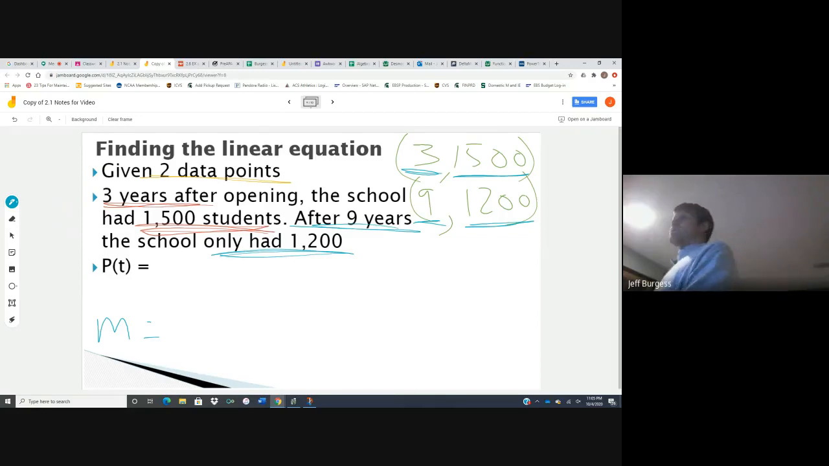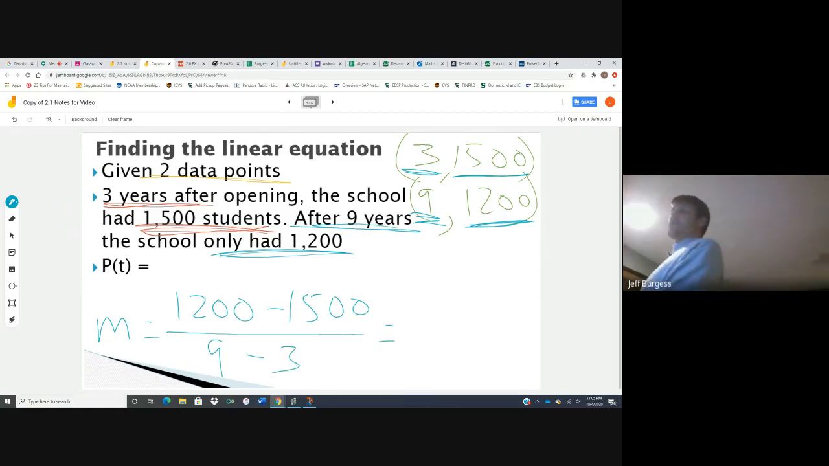So I am going to go 1,200 minus my other y value, which is 1,500. And this is what I'm talking about. Since I used 1,200 first for my y value, I'm going to have to use 9 for my first x value minus 3, which would give me 1,200 minus 1,500, which would be negative 300, divided by 6. So my constant rate of change, my slope, my montagne, would be negative 50.